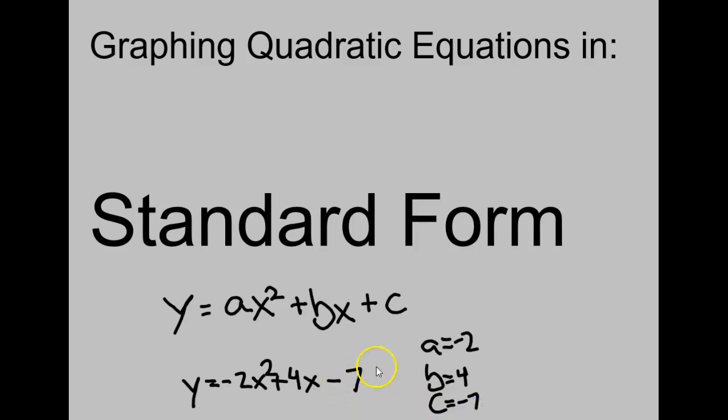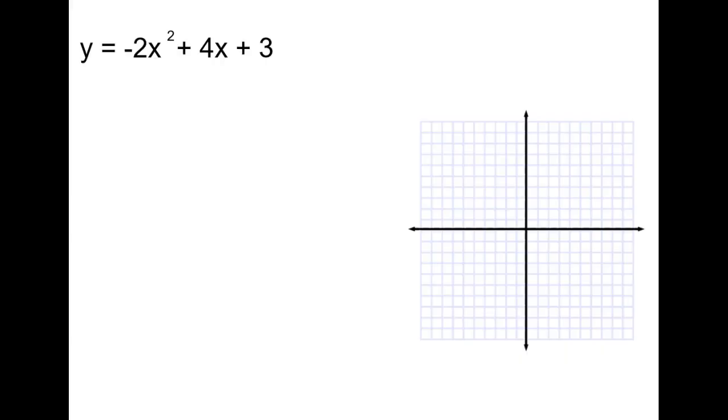So the sign is an important part of it. The sign here is negative, so this is going to be negative 7, positive 4, and negative 2 is what's in front of the x squared, so that's our a value. So identifying those pieces will help us when we're graphing. So we'll just do a couple examples.